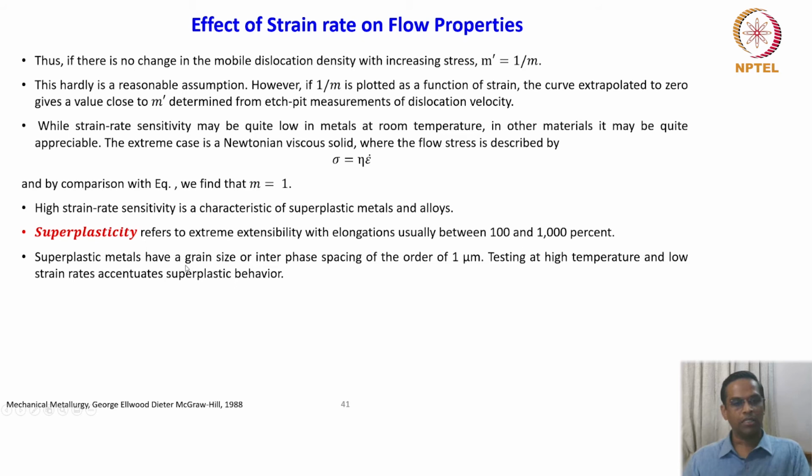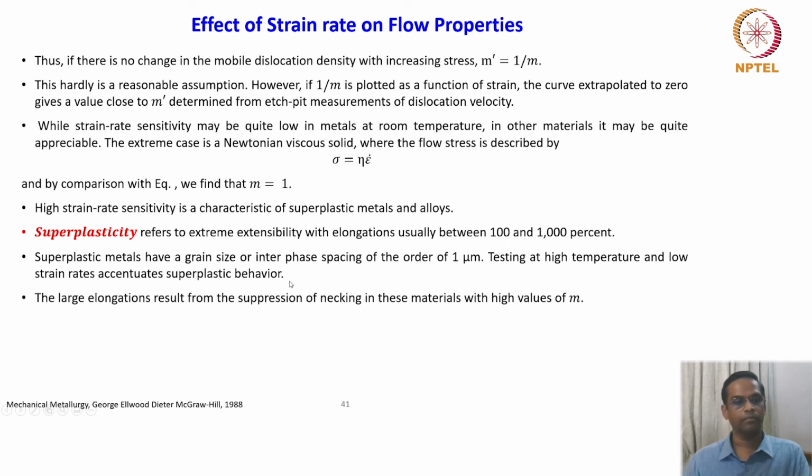So superplastic metals have a grain size or interface spacing of the order of 1 micron. Testing at high temperature and low strain rates accentuates superplastic behavior. The large elongation results from the suppression of necking in these materials with high values of M. So this is a very important sentence. You have to pay a little bit of attention. A large elongation results from the suppression of necking.